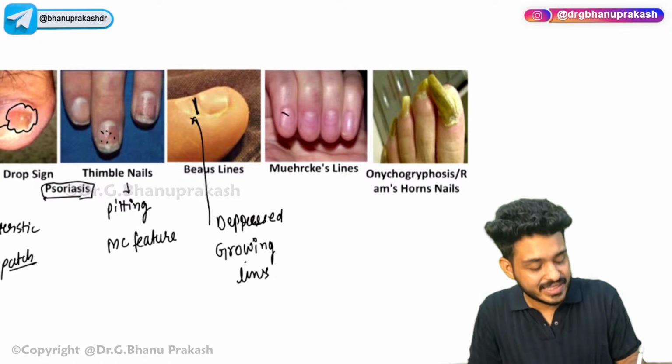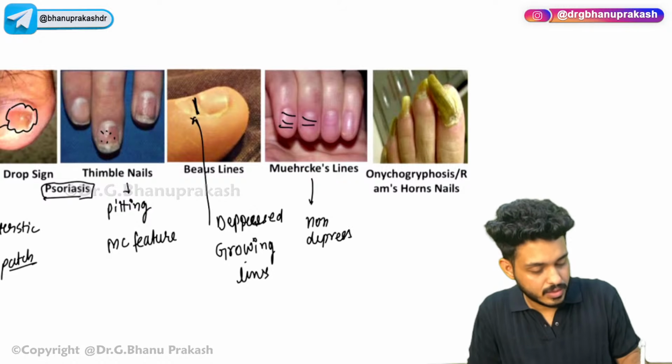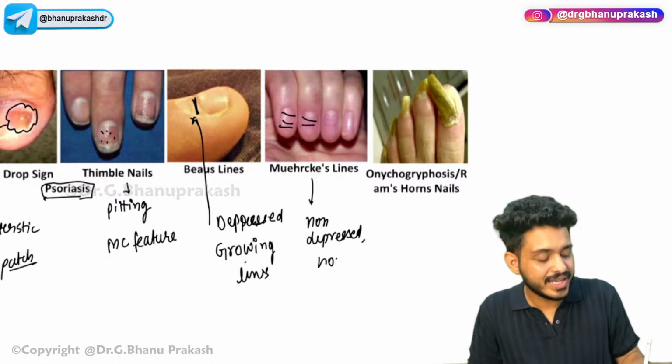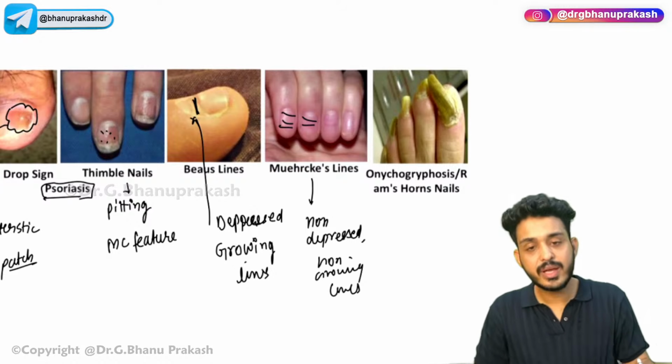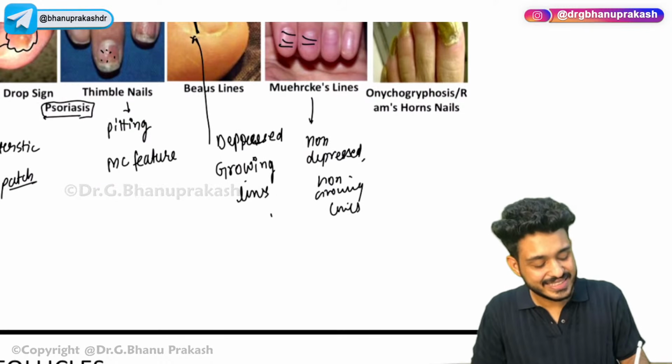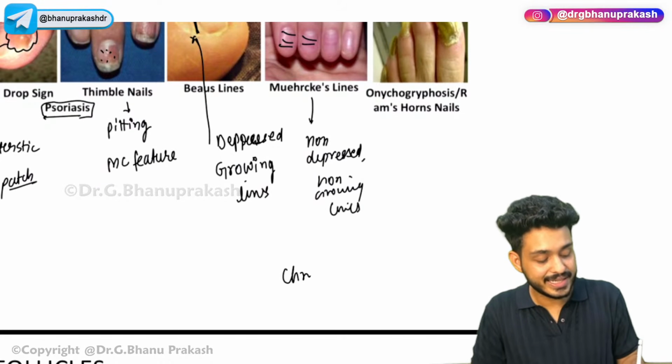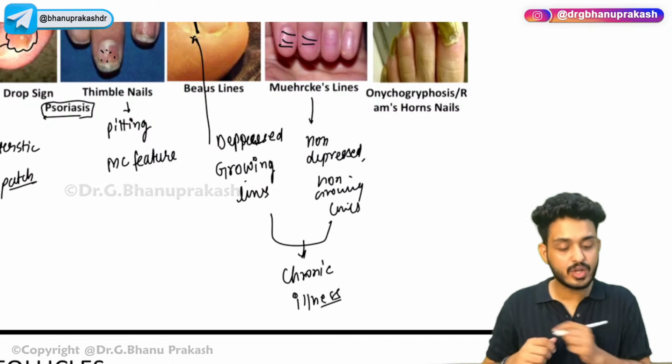Whereas these Muehrcke's lines are your non-depressed and non-growing lines. Both of them are features of which diseases? They are features of chronic illnesses. They are present in chronic illnesses.